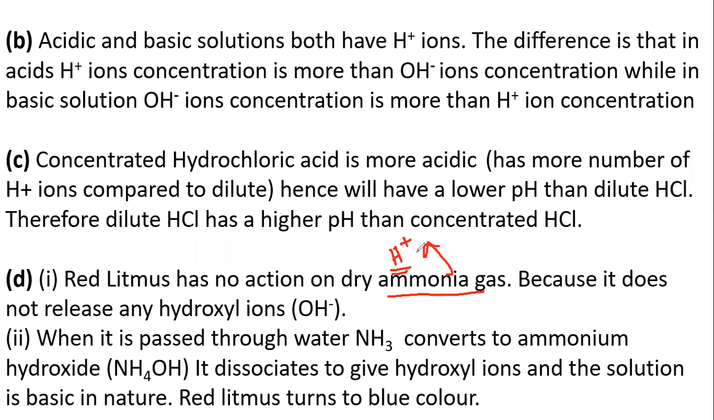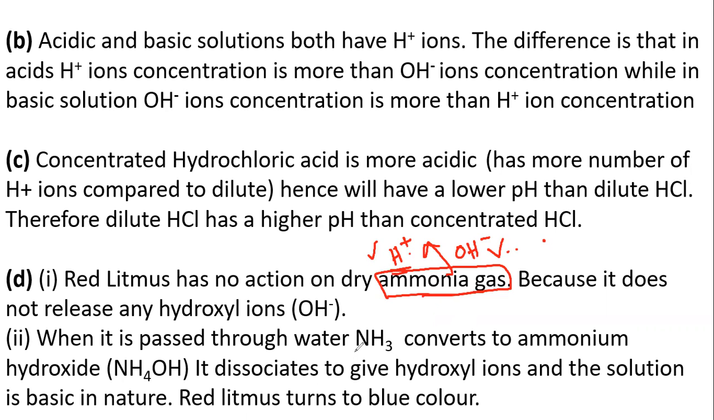If there are no H plus ions, there is no ion formation. Of course, it cannot form OH minus ions either. Ammonia gas cannot produce H plus ions or OH minus ions when it is in gaseous form. So litmus paper can't turn to any color. It will remain the same red color.